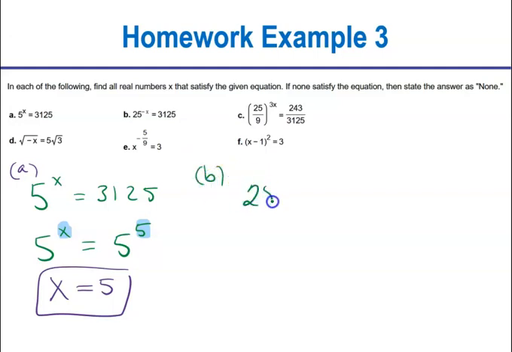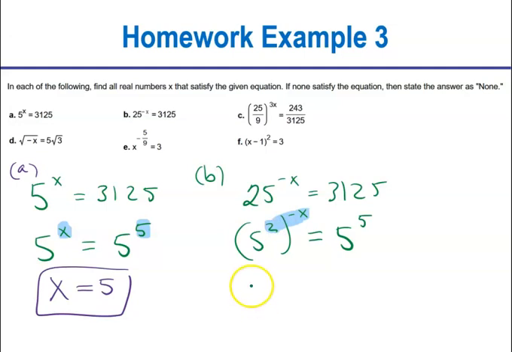We've got 25 to the negative x is equal to 3,125. Now, we've already worked with 3,125. We knew that was 5 to the 5th. So let's go right back there, because I can write 25 as 5 to the 2nd. And what about that negative x? It's still out there. Now, notice we have a power raised to a power. That means I can multiply those together. So that's 5 to the negative 2x is equal to 5 to the 5th.